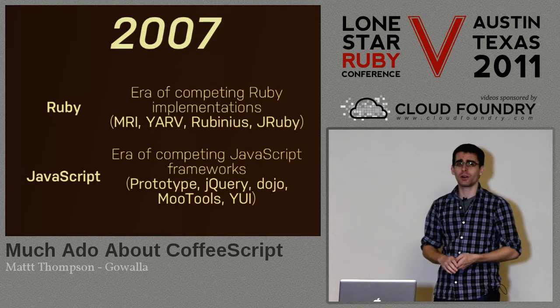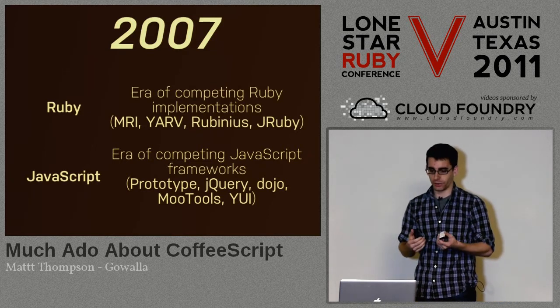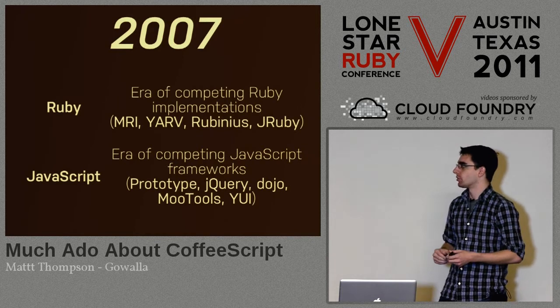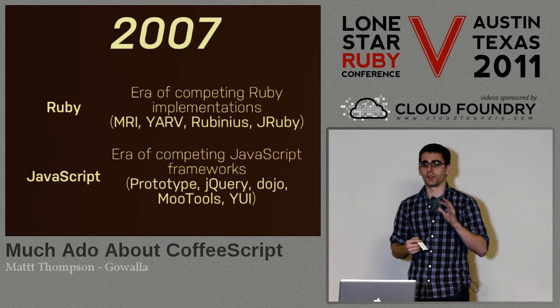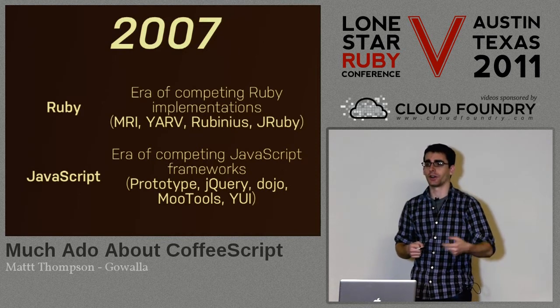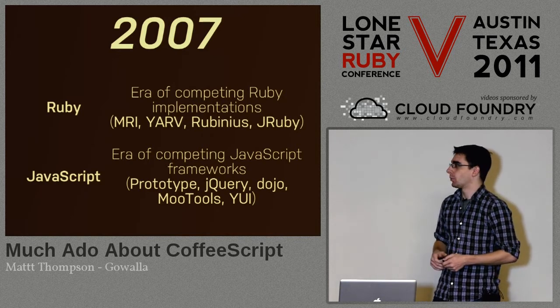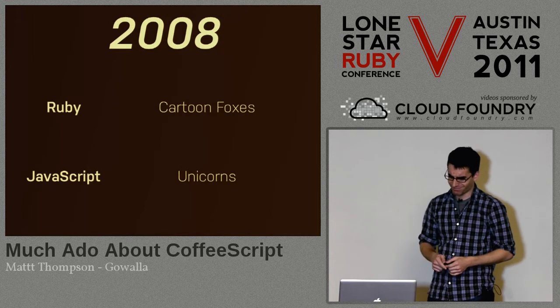At the same time, JavaScript is having a similar discussion. This is the era of competing JavaScript frameworks, where you have Prototype and jQuery, Dojo, MooTools, YUI. They're all gunning for primacy. They realize that this is the time to figure out the winner, and then from there on, that's web history. So it's interesting. I always like these parallels.